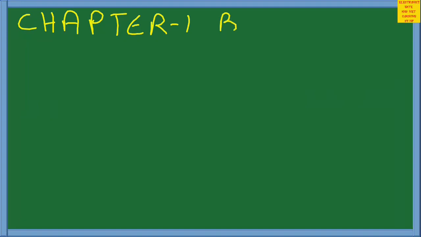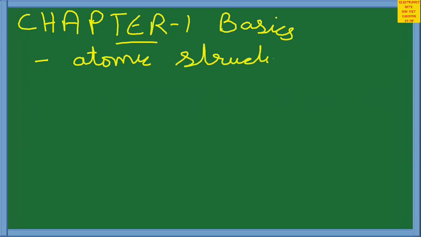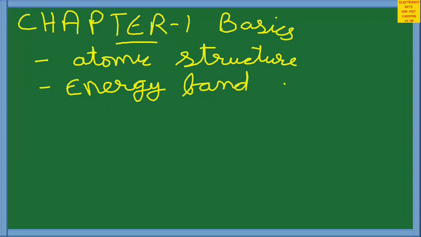In chapter 1, we will study the basics of SSD. Under this chapter, we will first study the atomic structure of semiconductor materials. We don't have to study in detail the atomic structure of different materials. We just need a concept of atomic structure of semiconductor materials. Then we will go for the energy band diagram of semiconductor materials. We will study how we can draw the energy band diagram, and we will study different energy levels in the case of that energy band diagram.